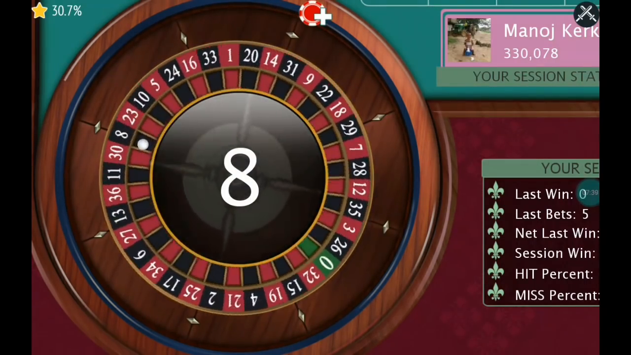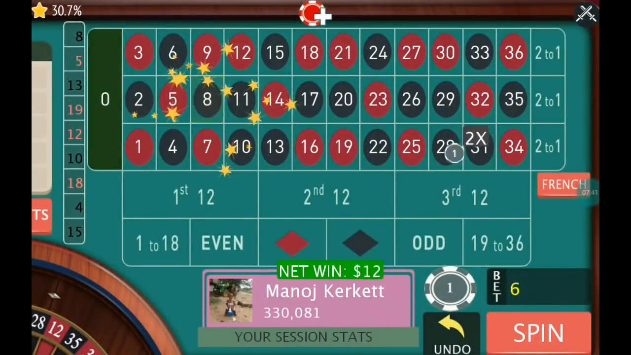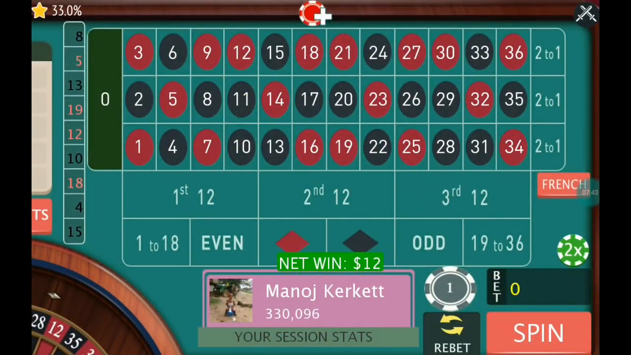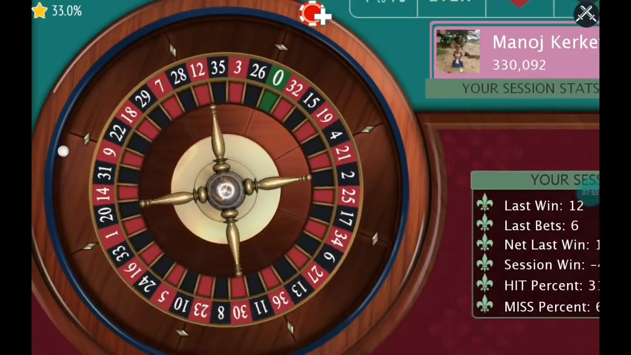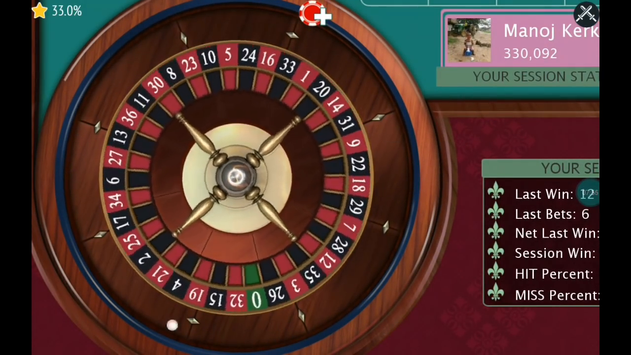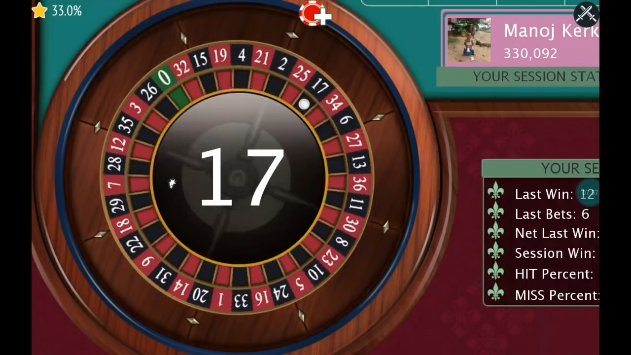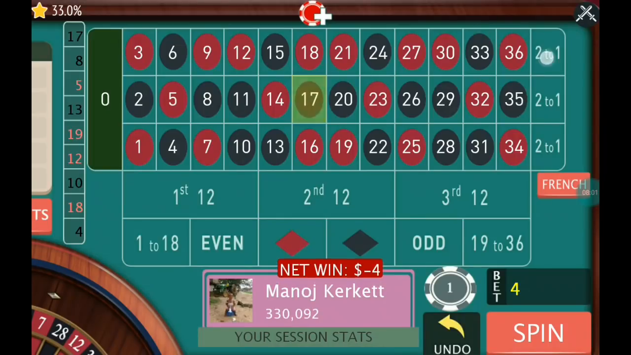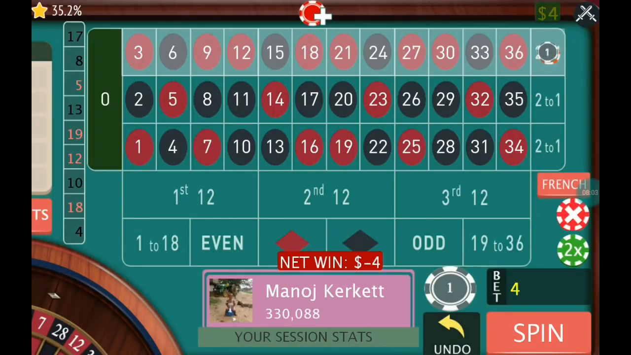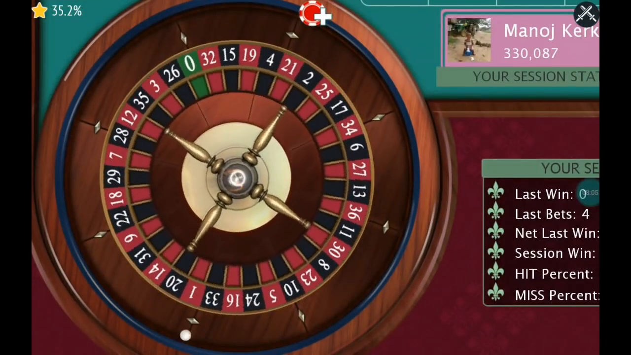It's 8 and I win. So I was at a 6 unit bet and I win, so I will go for a 4 unit bet now and play. It's 17. I lose, so again 5 units and play.